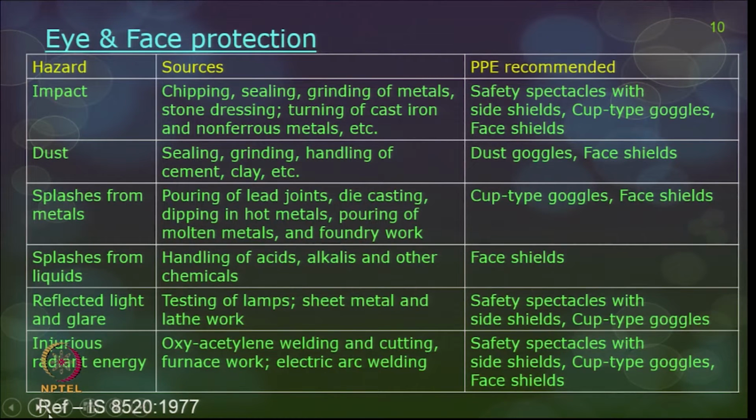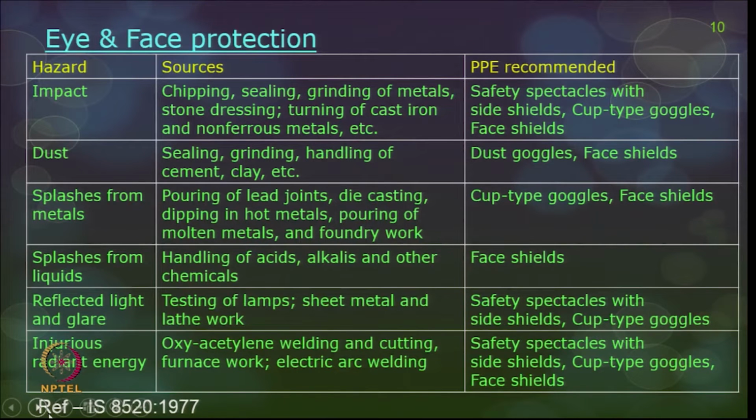So, what about this eye protection? What are the different hazards and what PPE is recommended as given in IS codes? For any impact hazard, sources can be chipping or grinding of metal, stone dressing, turning of cast iron and so on. PPE recommended is safety spectacles with side shields, or you can go for cup type glasses, goggles, or a complete face shield is also fine.